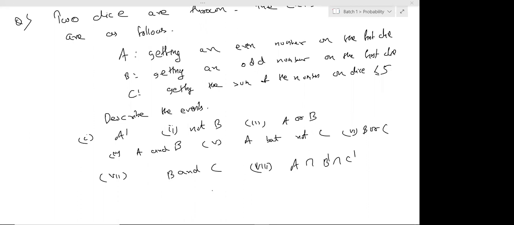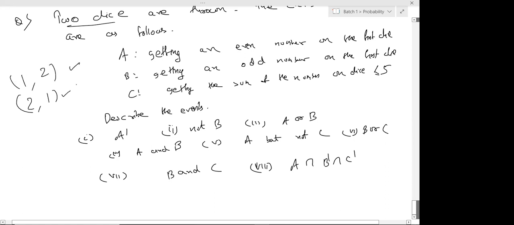Sir, in C, if you write 1,2, can we write 2,1 again? Definitely, because there are two dice, right? So two can come on the first die and one on the second. One can come on the first die and two on the second. So these two are different. All right. Yes, sir.